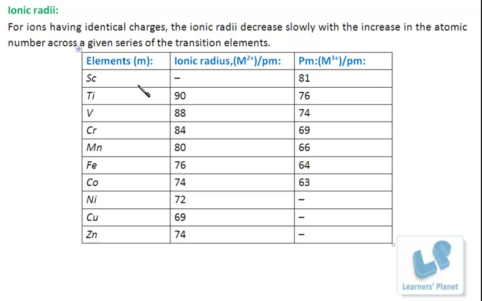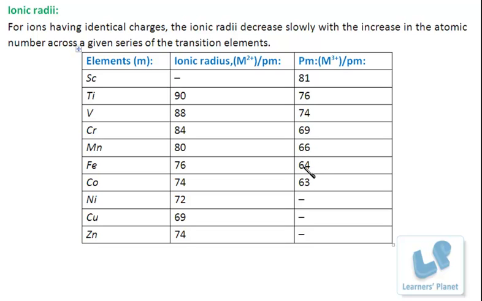Scandium doesn't form Sc2+ ion, it forms only Sc3+ ion. From titanium, you can see that there is a decrease in the ionic radii and it becomes constant for a while. Right? It becomes constant. And at zinc, it increases. Here, say nickel, copper, zinc, they do not form M3+ ions. In case of 3+ ions, you can see that the ionic radii is almost constant. That is 69, 66, 64 and 63.